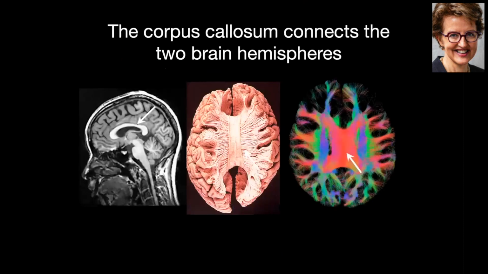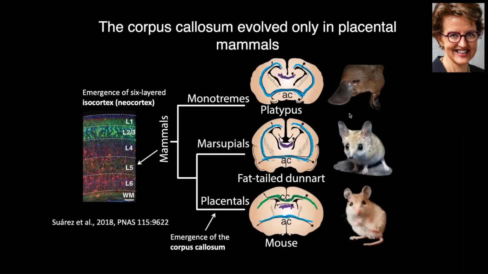We study the corpus callosum, which connects the two brain hemispheres together and is shown here in an adult brain with the dorsal part of the cerebral cortex removed. And you can see this very large interhemispheric connection here, which is the corpus callosum. Interestingly, the corpus callosum evolved in placental mammals only and did not evolve in marsupials and monotremes.